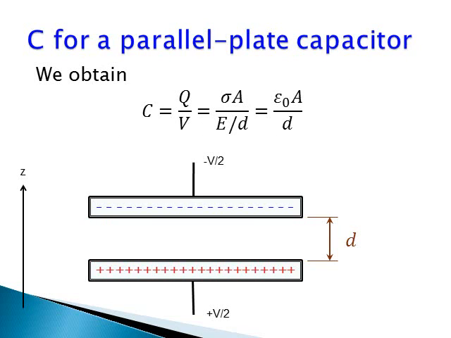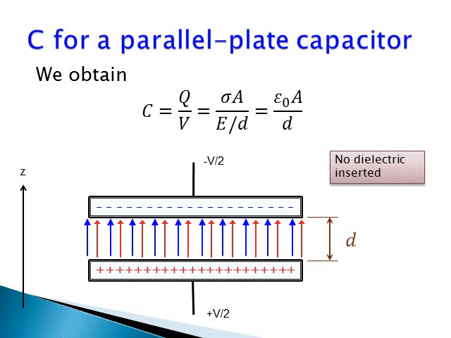I can put all these results together and calculate C, which is equal to Q over V. I plug in sigma times A for Q and E times d for the magnitude of V. And then, using the formulas that I have shown, I can do some cancellations. I obtain the result epsilon naught times A divided by d, which is the capacitance of a parallel plate capacitor when no dielectric is inserted.